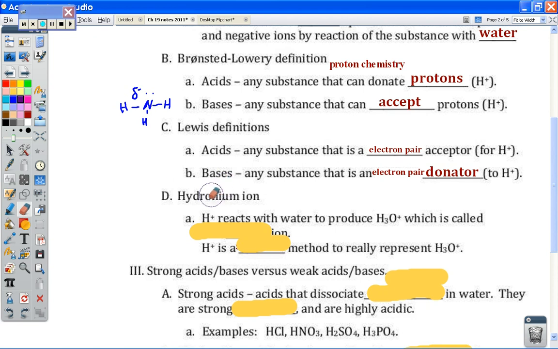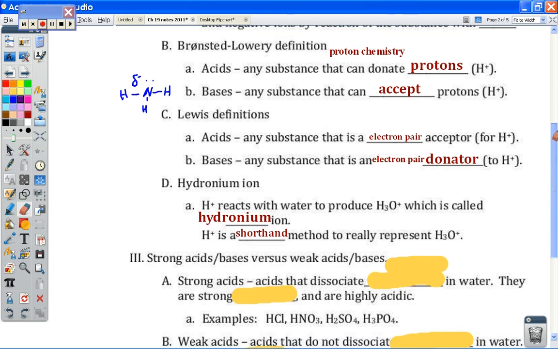Okay, now, the H plus doesn't really sit by itself, and this is a concept that is a little confusing. When the H plus in water dissociates from one of the acids, it actually hooks up with one of the water molecules, on one of the lone pairs on the oxygen. And it creates this H3O plus, which we call the hydronium ion. And this is actually what the acidic particle is. H plus is just the shorthand method to represent H3O plus. So the two of them are pretty much interchangeable, except when you're getting really specific later on. So they mean the same thing.